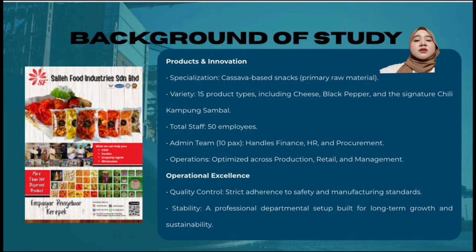Saleh Food Centre's core business is the production of traditional cassava products, utilizing cassava as its primary raw material to create a diverse portfolio of approximately 50 product varieties. This range includes innovative flavors such as cheese, black pepper sambal, and signature chili campur, allowing the company to meet evolving consumer demand and maintain a strong market position.